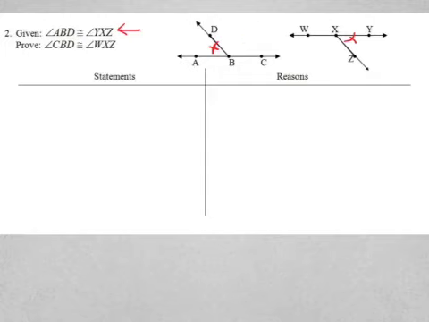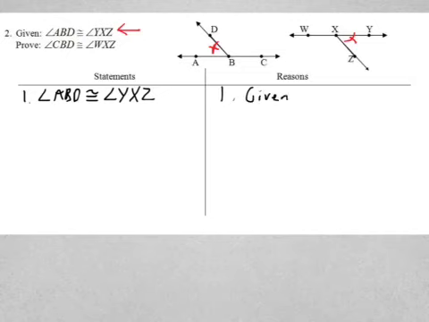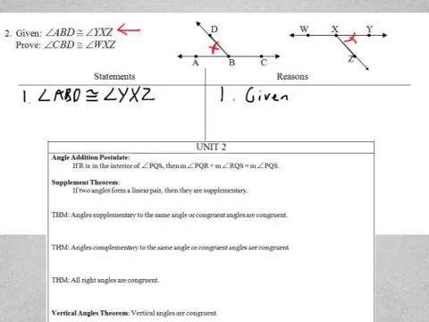Okay, so, we always start with the given information, so let's go there. First statement, we know angle ABD is congruent to angle YXZ. That was given to us from the start. Okay, now we're looking to show that the angles on the other sides are congruent also. What could we use to get there? Well, we could use the property we just proved in the previous proof, right? You know, the one that said that angles that are supplementary to congruent angles are congruent.